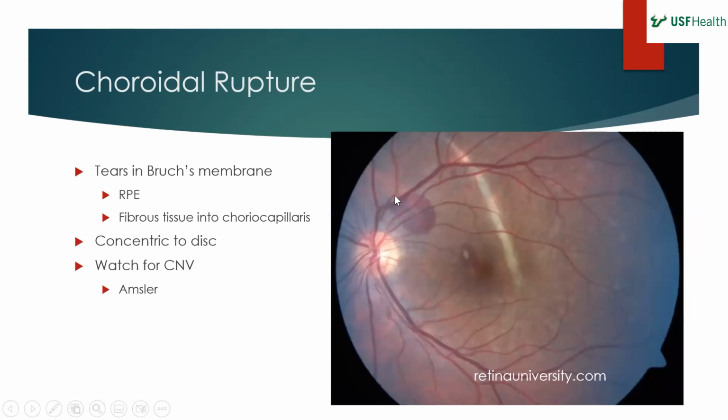All right, so this is a lot of BCSC information. Choroidal ruptures are tears in Bruch's membrane. RPE and fibrous tissue goes into the choriocapillaris, and they're usually concentric. They're usually in this shape, and oftentimes they go straight through the fovea for whatever reason. But this one is just a little off to the side. So watch these patients for choroidal neovascular membranes. Injections do work on these patients, and somebody like this could actually do fairly well.